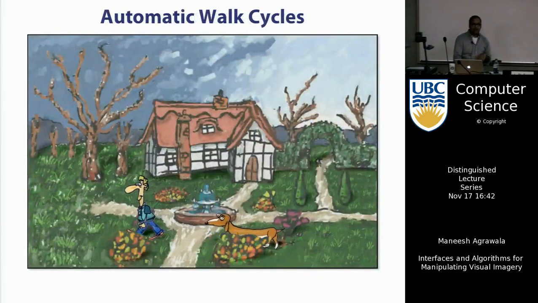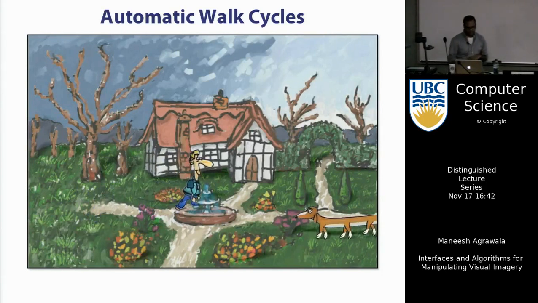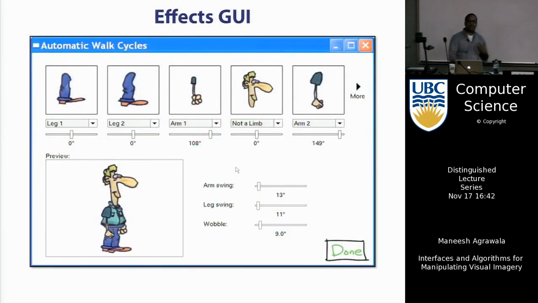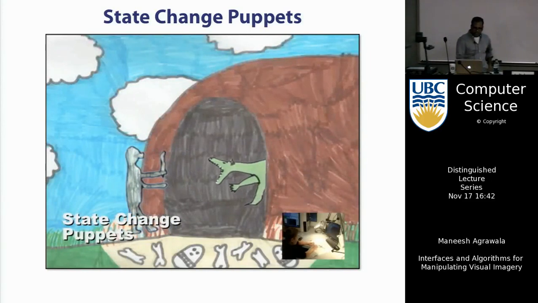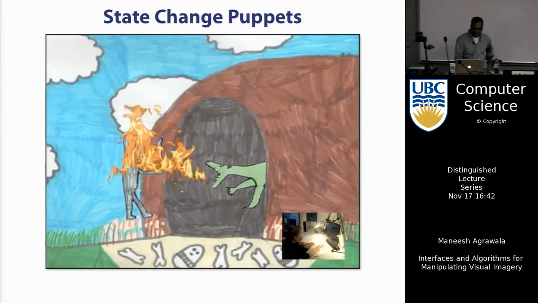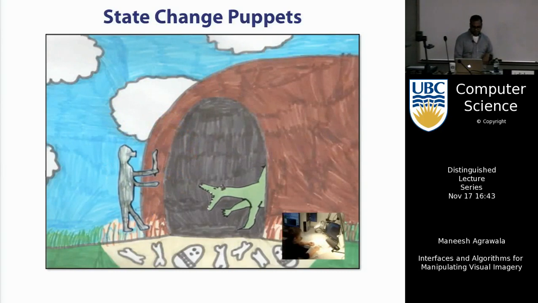We can also have walk cycles. So here, the walk cycle is generated as another kind of special effect. We'll change the number of legs on our dog. And here's the GUI for creating that kind of walk effect. And then there are various state change puppets. I showed you how we can attach state changes, and here's the fire breathing from the dragon onto the knight. And this was the animation that our 11-year-old user created from scratch.